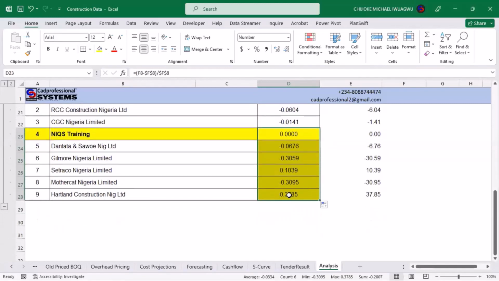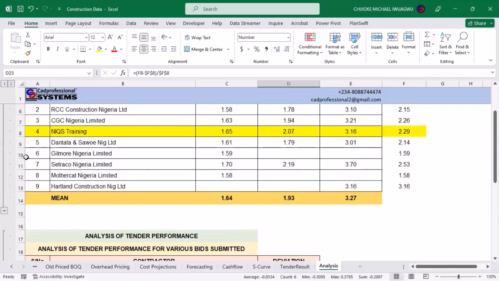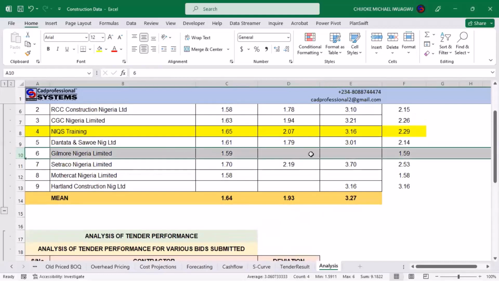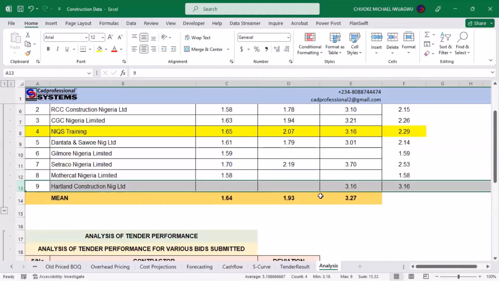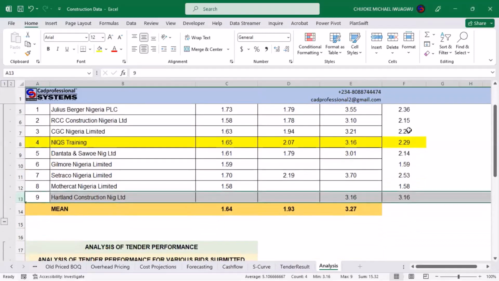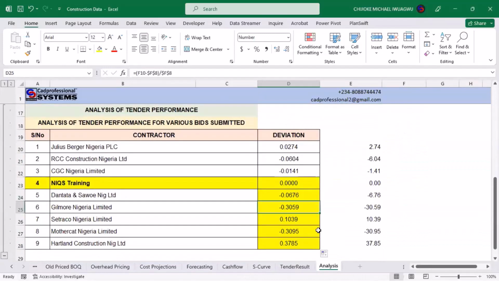We have an error which is coming in from 2 people. Gilmore, because we don't have enough information on Gilmore's submission. He has only bidded only once. So his contribution here is trying to corrupt our projection. And of course, we have Mother Cards, who also bidded only once, and Heartland. But the other ones that have been bidding more often than us are the ones that we should be looking at. Okay? Now, what does this thing tell us?